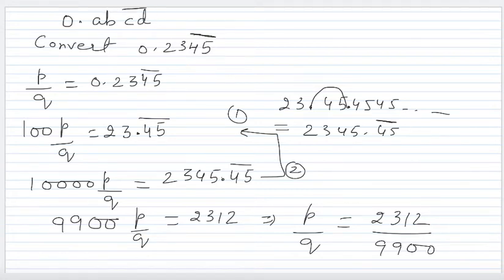Okay, so let us take one more example of this case. Suppose I have to express the number 0.0027 bar into a rational form. So what we are going to do, we are going to suppose P upon Q is this. Now I will see how many digits are repeating and non-repeating. Okay, two digits are there which are not repeating. So we will write the value of 100 P upon Q.